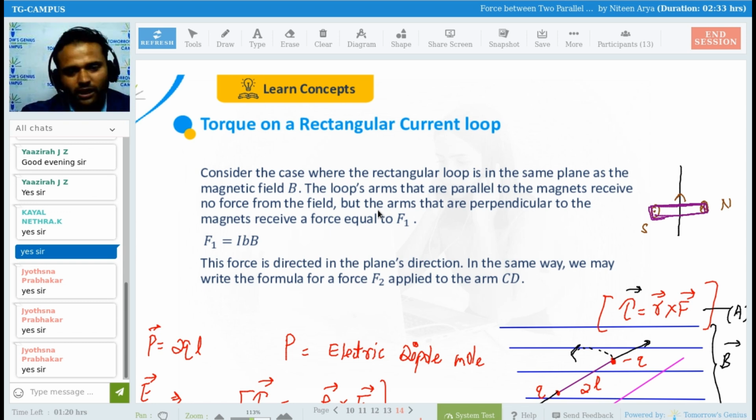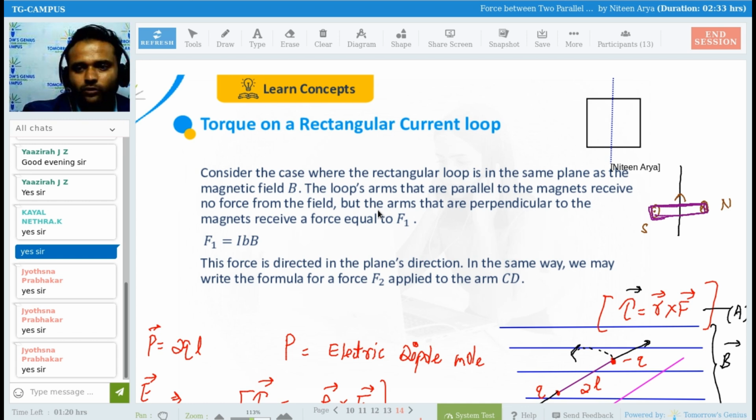Okay. Now for the same case, instead of a wire, you can treat it as a rectangular loop, and this rectangular loop is going to rotate in this way. Suppose this is your axis. So about this particular axis, this rectangular loop is going to rotate in a uniform magnetic field. Nothing more. Okay. Clear?